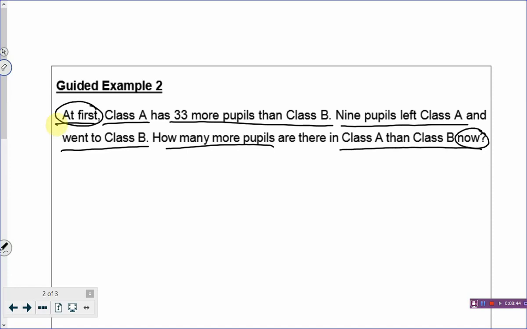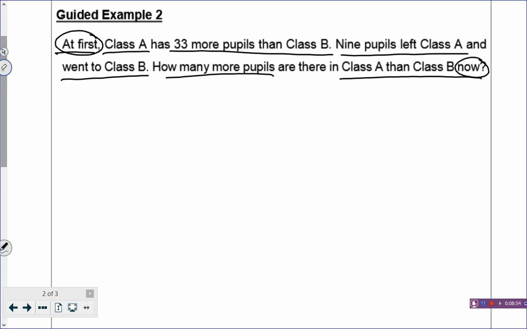The change is the 9 pupils have left Class A and they went to Class B. That is the action phrase, the change. Okay, once we recognize that it's a before and after problem, then we draw the before and after model. Alright, so here we go.